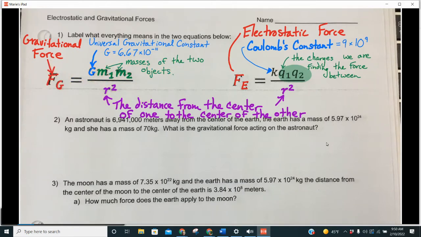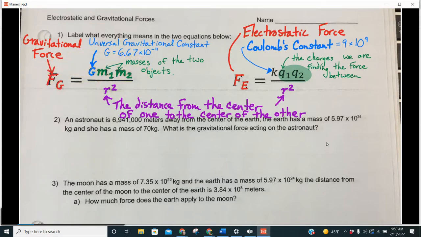Which equation do I use if I want to find the force between two charges? The one on the right. If I ask you to calculate electrostatic force, which one do you use? The one on the right. This is your electrostatic force equation. Which one do I use if I want you to calculate gravitational force? The left.